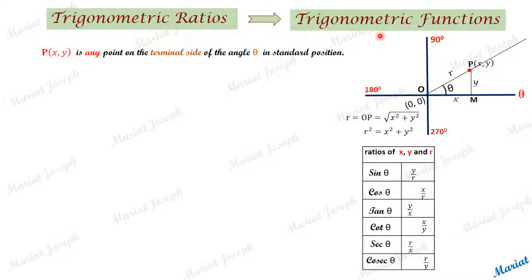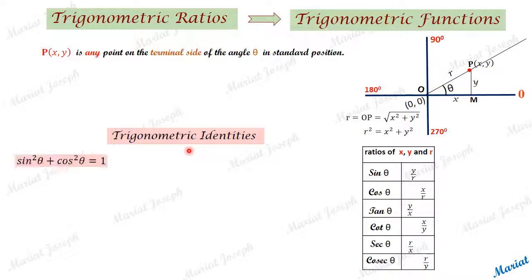Now, let us consider the trigonometric identities, the few trigonometric identities that we have already learned in lower classes. One of them is sine square theta plus cos square theta is 1. Is it applicable or is it true for this new definition? Yet to be checked. We'll try to have a proof.